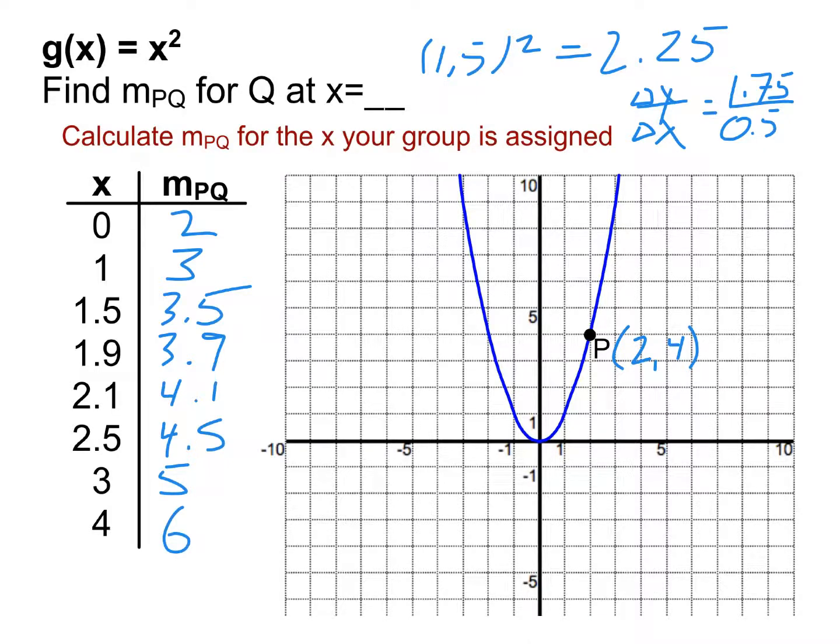All right, so having figured out those values for our slopes between P and all those various Q values, it gives us a lot of different slopes. And notice those slopes, so like between 0 and 2, our line was looking like that for our secant. Between 1 and 2, it got a little steeper. And it keeps getting steeper as we go to the right here because the graph is getting steeper.